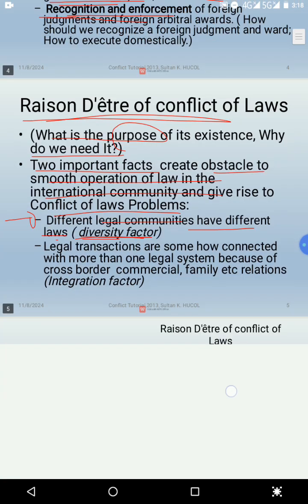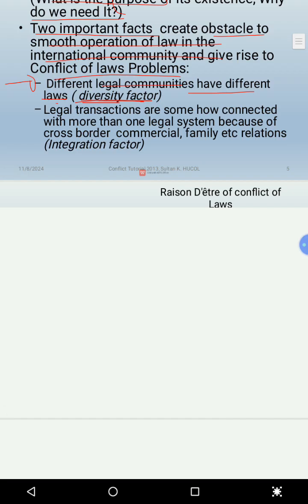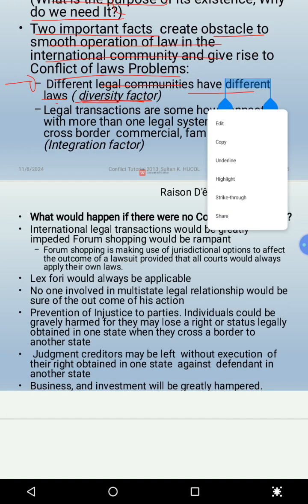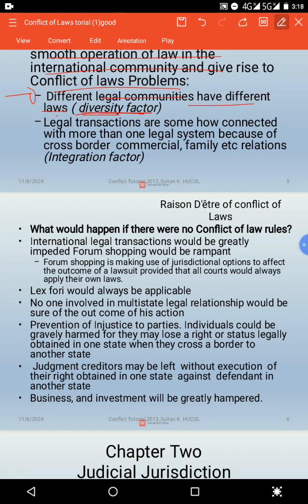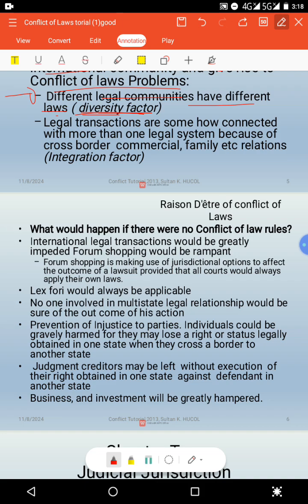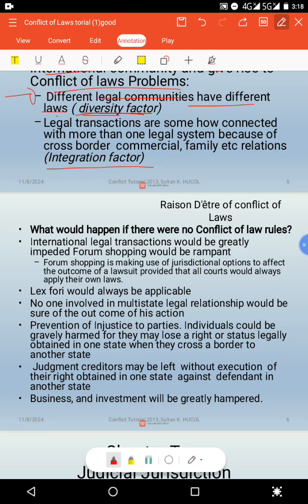And the second reason why we have conflict of laws is the integration factor, or that legal transactions are somehow connected. They are connected with more than one legal system because of cross-border commercial and family relations.